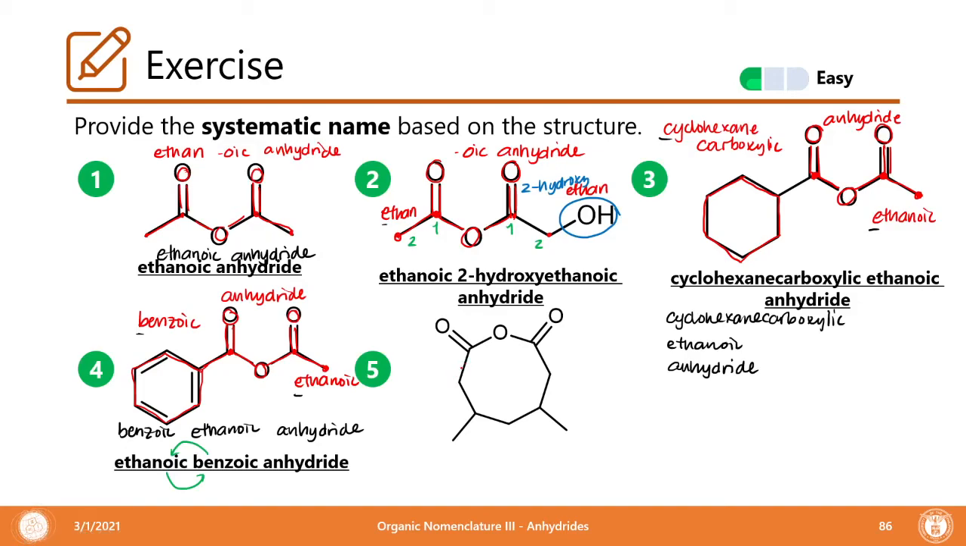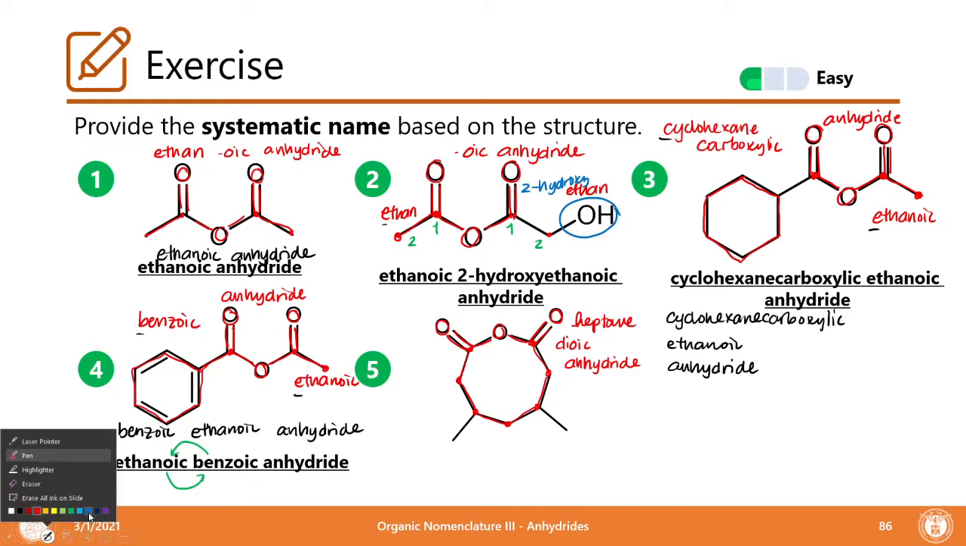Okay, let's go to the last one, last example. Here we have a dioic anhydride. Okay, because we have a cyclic anhydride here, so it is a dioic anhydride, and it's part of a chain which has 1, 2, 3, 4, 5, 6, 7. Okay, so it is a heptane dioic anhydride.